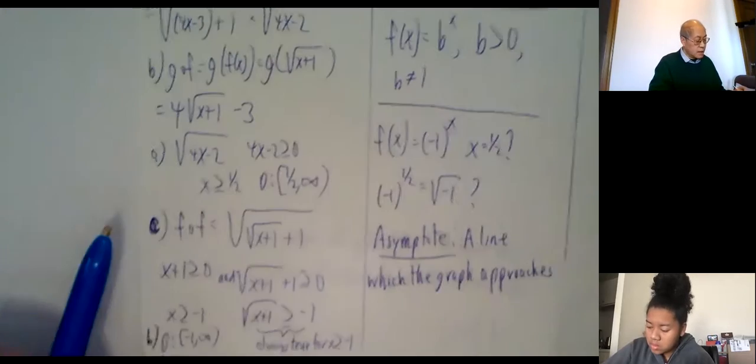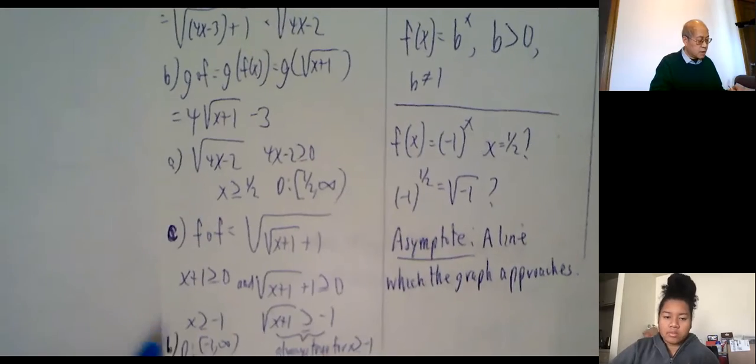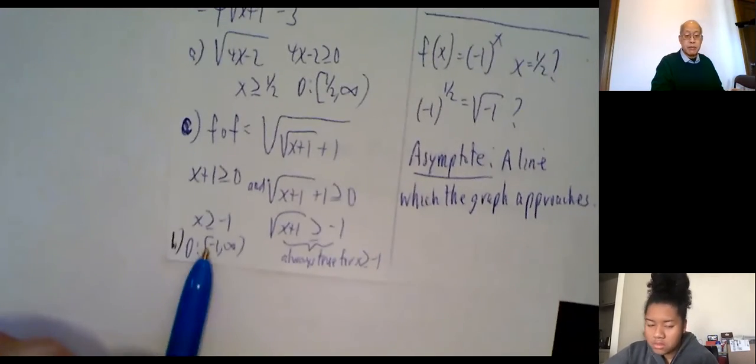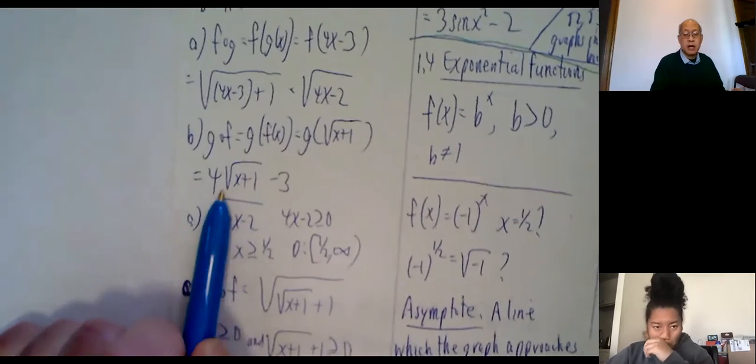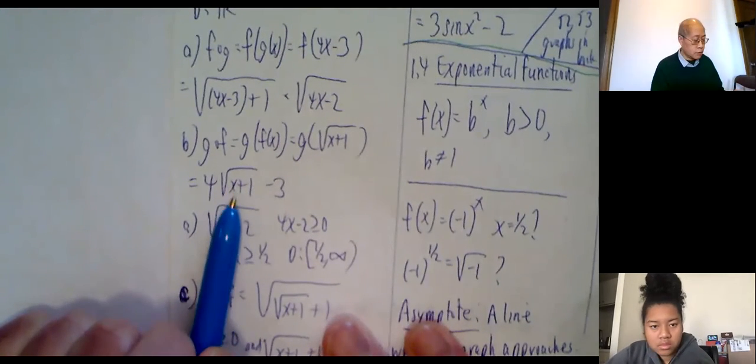Okay, and then let me get D out of the way because, sorry, B. Yeah, B should be pretty easy. This is what I have, right? So the only trouble spot is a square root.